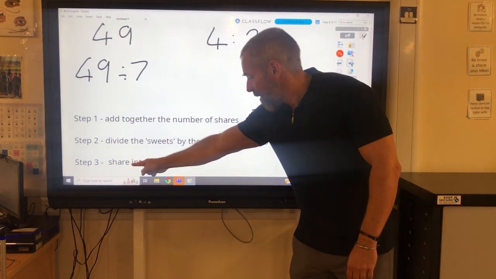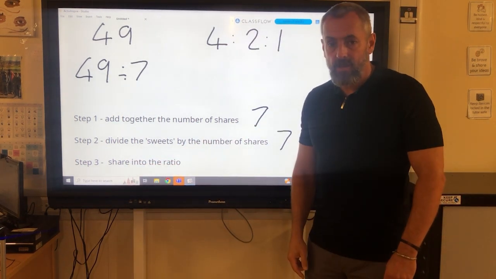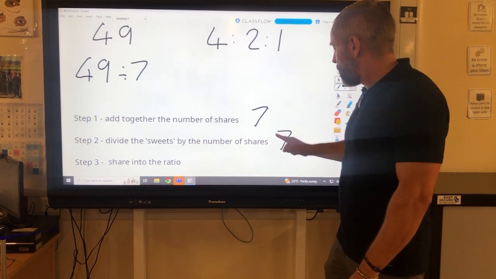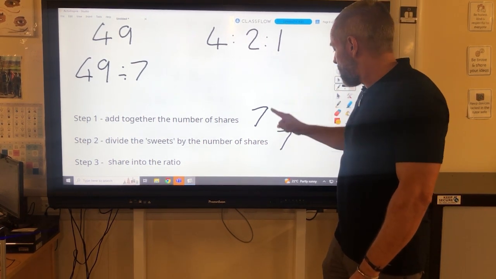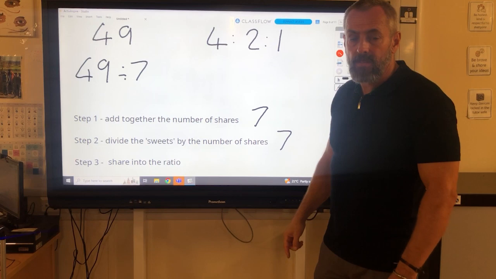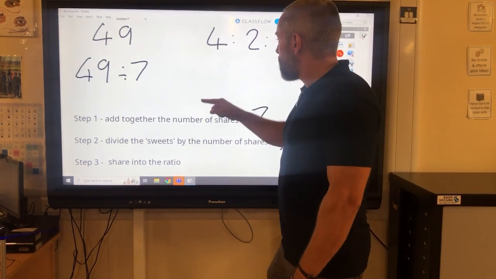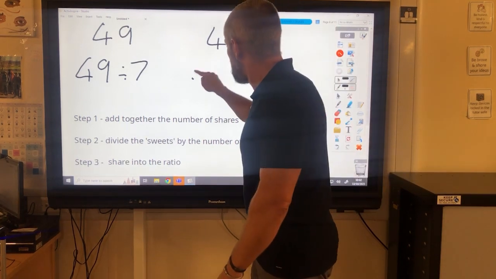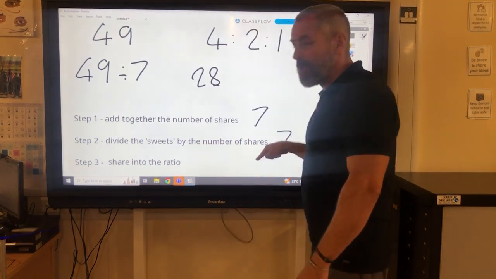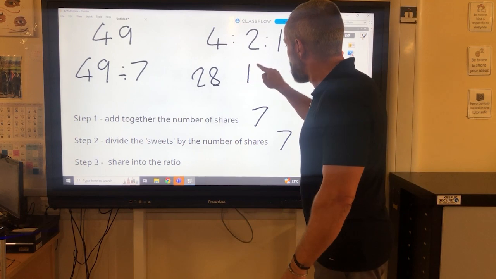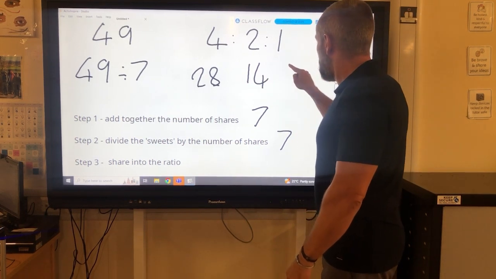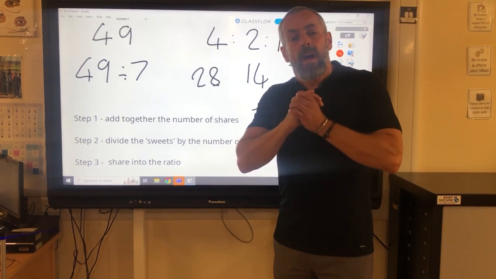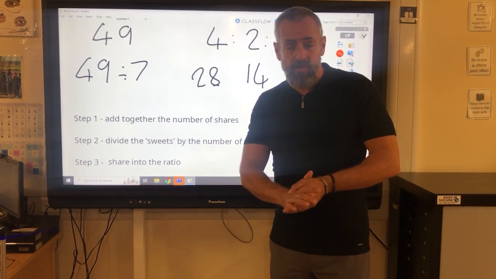The final step, share them out into the ratio. This person's going to get 4 lots of 7. This person's going to get 2 lots of 7. This person's going to get 1 lot of 7. 4 lots of 7 is actually 28. 2 lots of 7 will give us 14. 1 lot of 7 will give us 7. And that's how we share into a ratio.